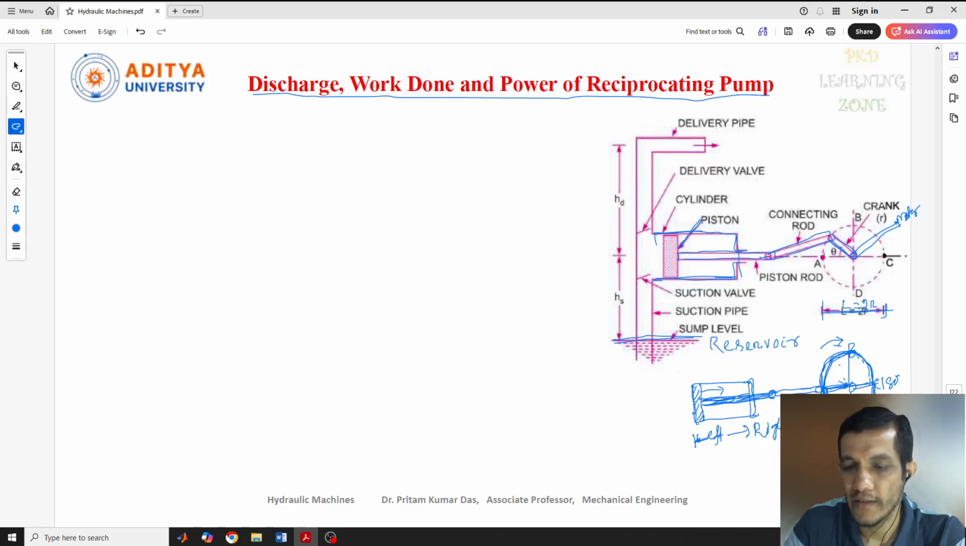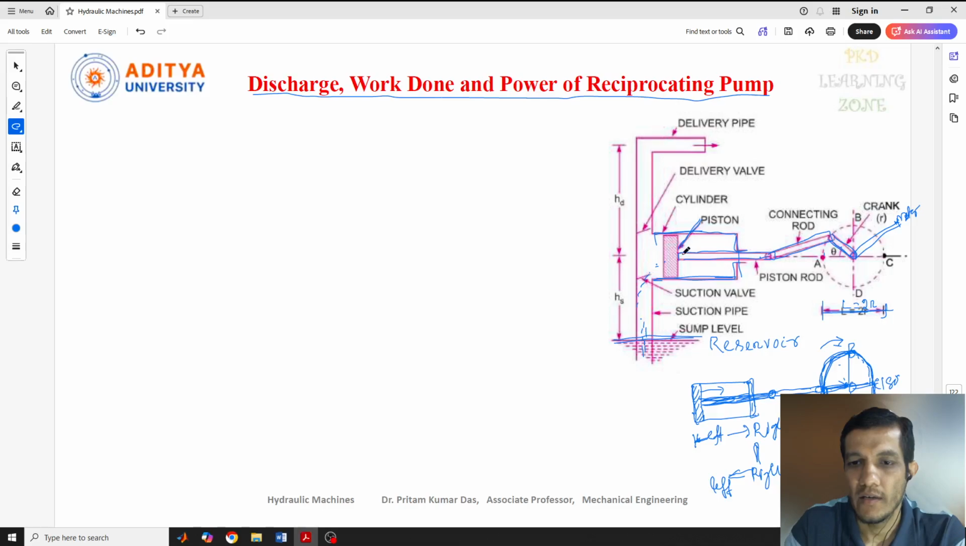Okay, reverse direction. So now from right to left, the piston will start moving from here to here. Now this is from right to left direction movement. So in that time, what will happen? See, when the piston moves from here to here, in the meantime, the water will be lifted from the sump level, from the reservoir, and it will come here in the cylinder. It will fill up with water.